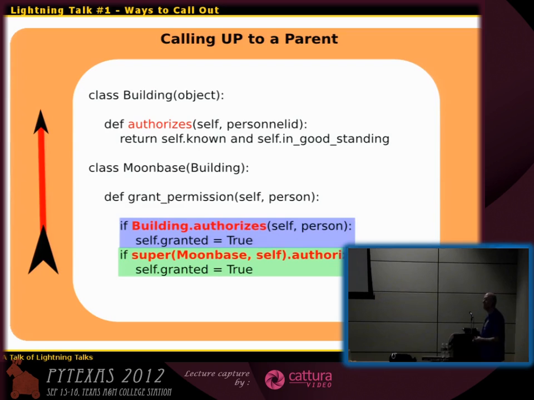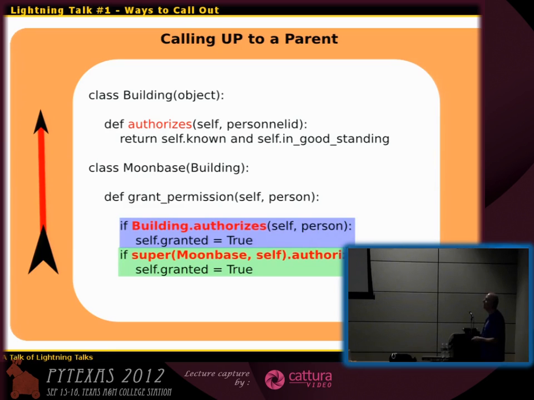Some people, when they get introduced to object-oriented programming, think that the child classes call into the parent classes. That's the way you're supposed to use them always. This is an example showing how the child class, which is a specialization of the topic, where it's a moon base versus a Venus base versus a Mars base, and maybe there are some differences, takes advantage of the general services provided by the parent class. So here we see how Building.authorizes calls back up to the parent.